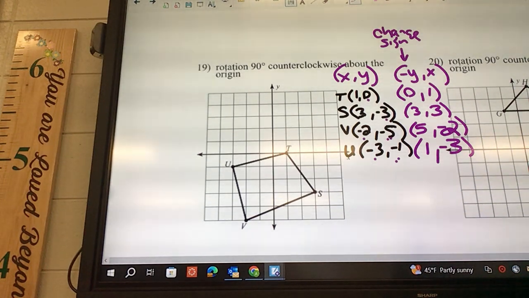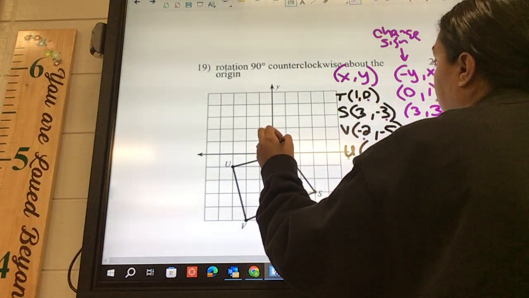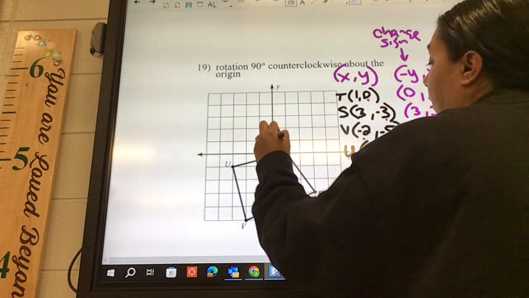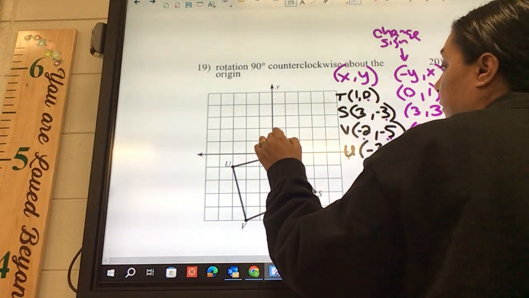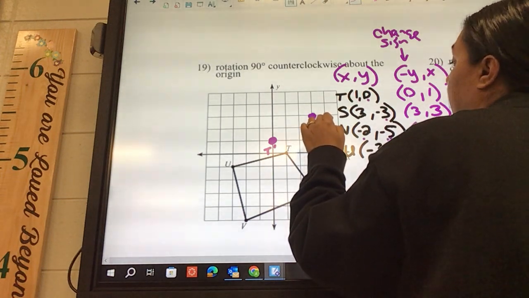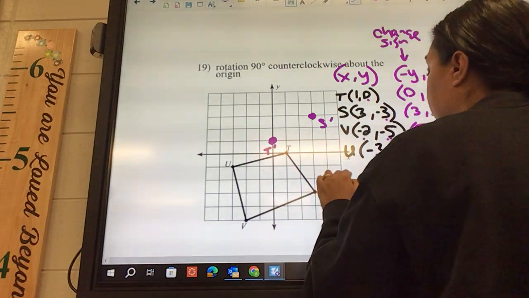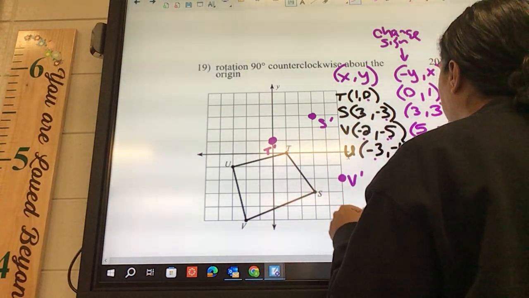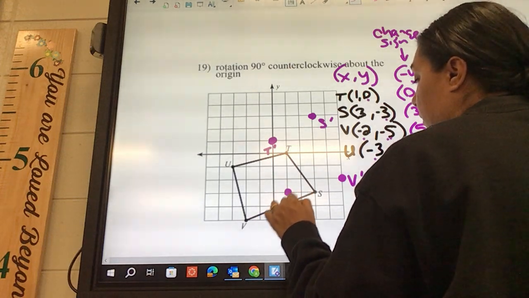Okay, so it's going to look like 0, 1. It's going to be my T prime. 3, 3 is going to be my S prime. 5, -2 is B prime. 1, 1, 2, 3, -3 is going to be my U prime.